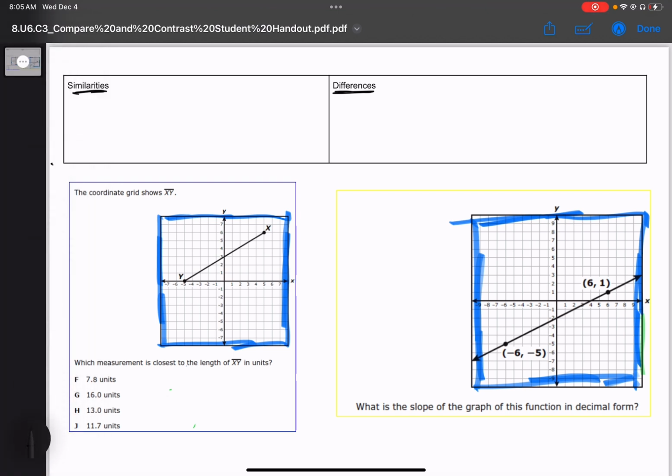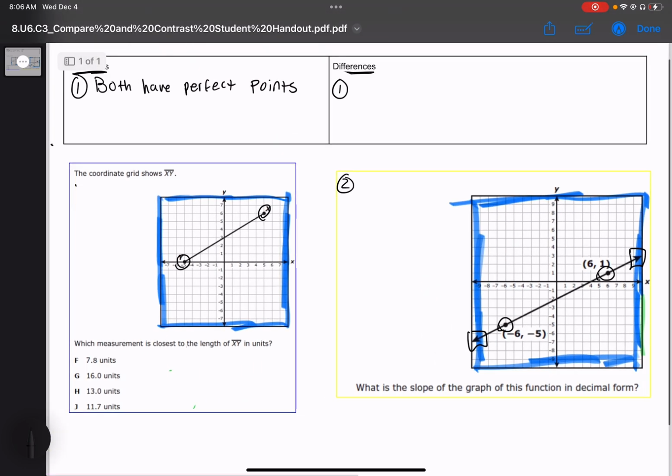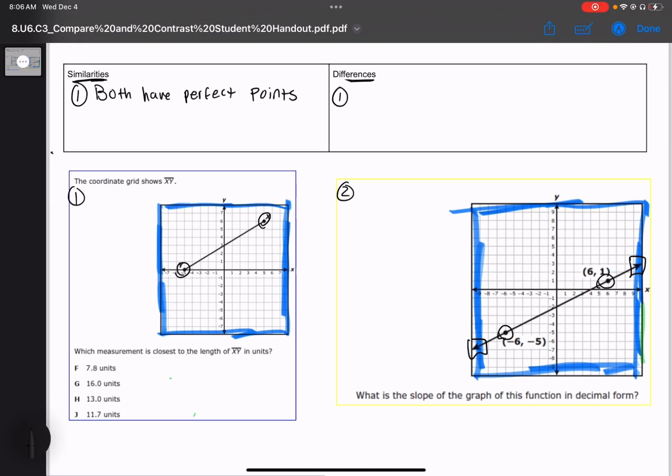Well, we know that for not a 2, a 1. What I see that's similar is, los dos tienen puntos. They both have these perfect points right here. So I'm going to put both have perfect points. And something that's different is that I see that this one has arrows at the end. Graph number 2, let's go ahead and write down number 2 and number 1. Graph number 2 has arrows.